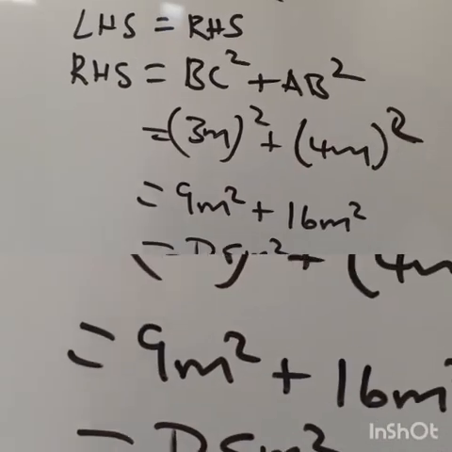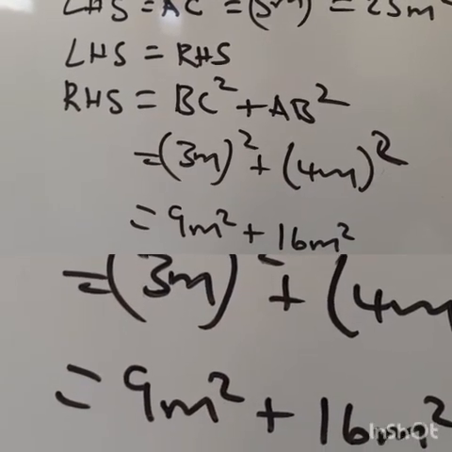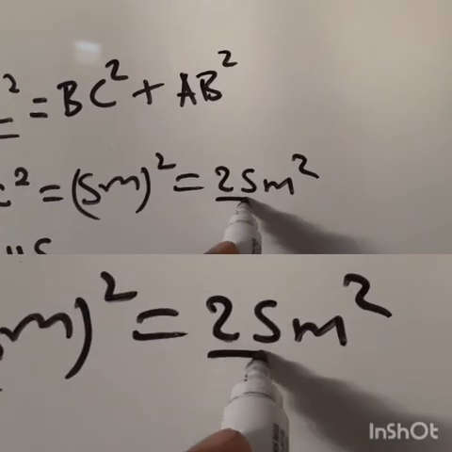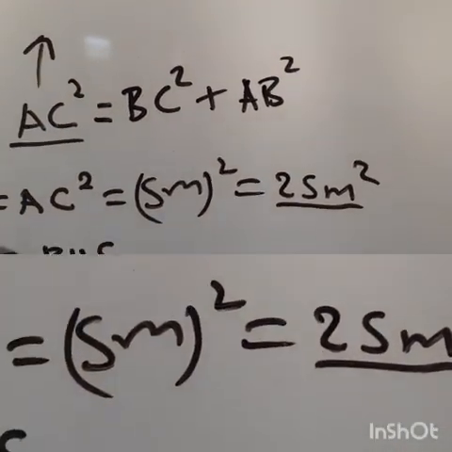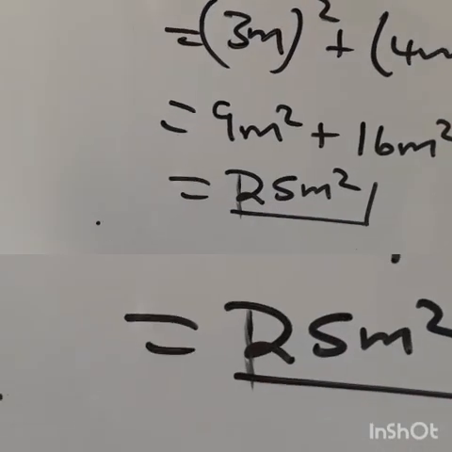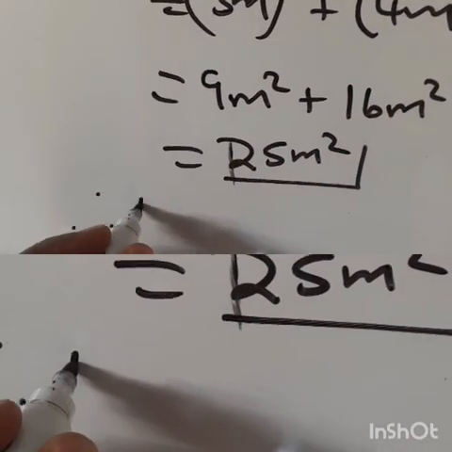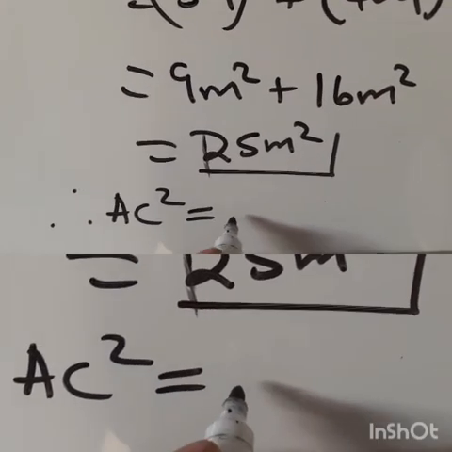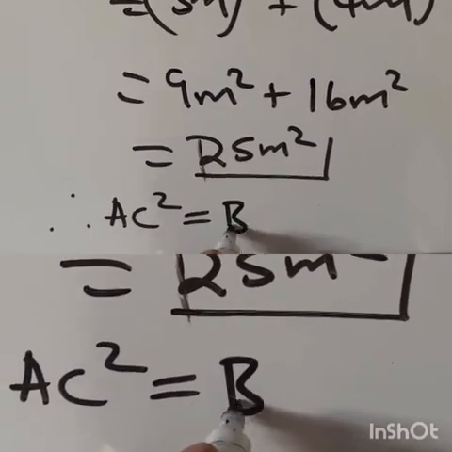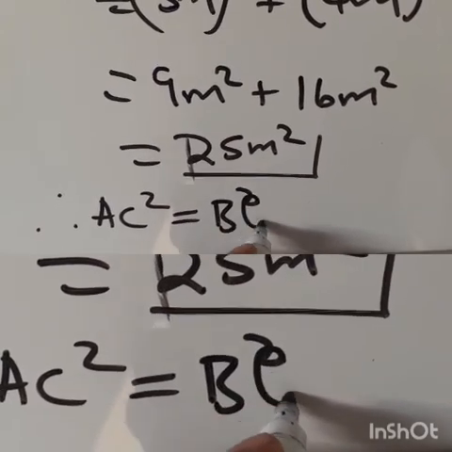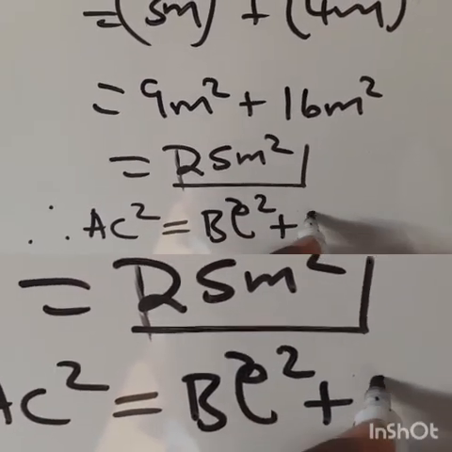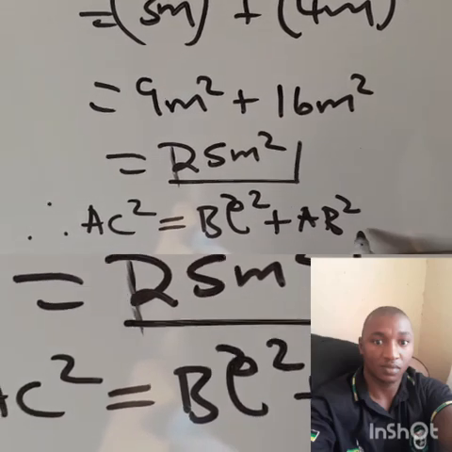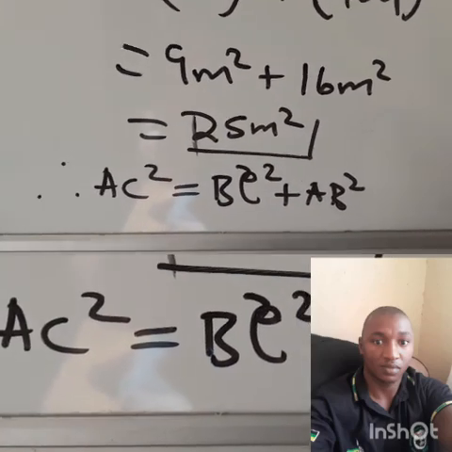Now you look at this one, which is the right hand side, is equal to this one, which is the left hand side. So your final answer, therefore, AC squared, which is 25, is equal to BC squared plus AB squared, which is also equal to 25. Okay, thank you.